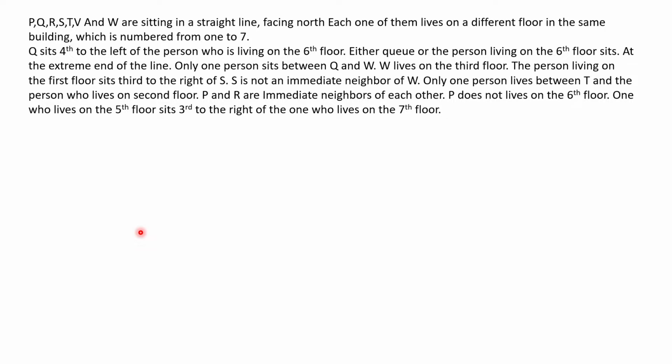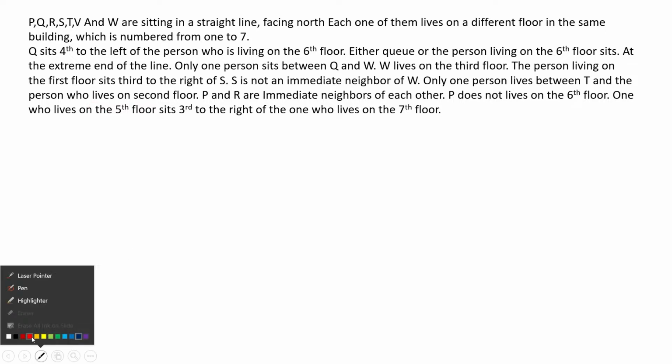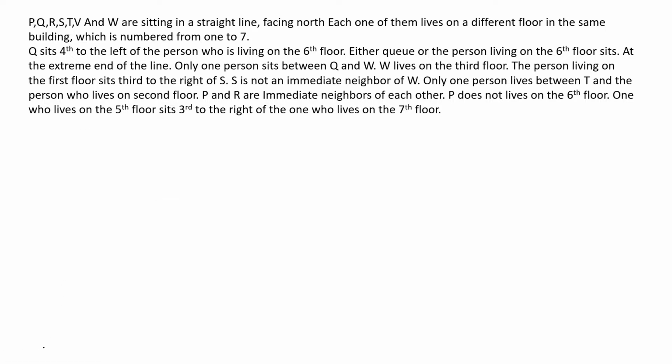So, guys, let's solve the question. So, see here. We're having P, Q, R, S, T, V, and W, okay, sitting in a straight line facing north. Each of them lives on a different floor, numbered from 1 to 7. We're having 7 people and 7 floors. We have to link them. That's the first thing. Now, we're having 7 floors, so I'm going to take 7 people, 1, 2, 3, 4, 5, 6, 7.